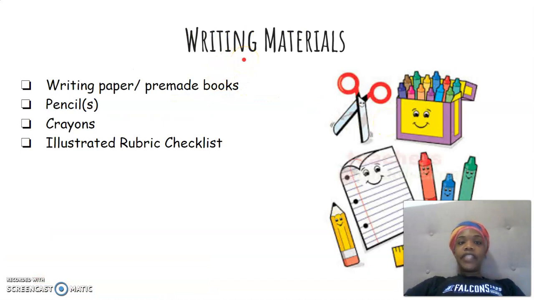Here are your writing materials for today. You're going to need your writing paper or your pre-made book, your pencil or some pencils just in case the pencil you're using breaks, some crayons, and an illustrated rubric checklist that I am going to upload on Google Classroom.